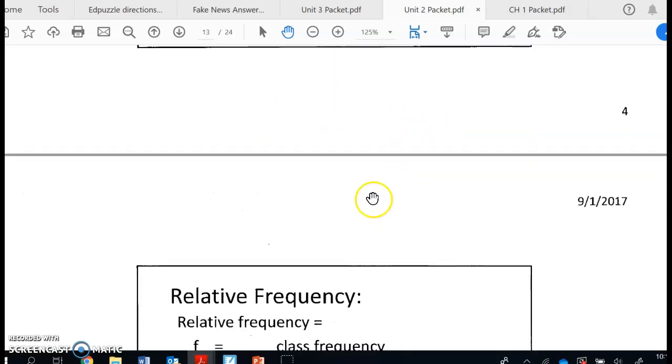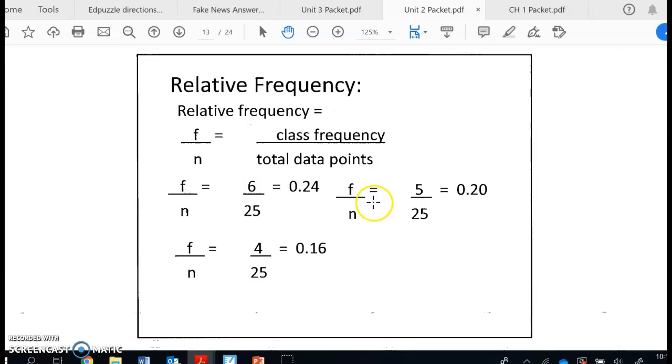Okay? Now we need to talk about relative frequency. So when we say relative frequency, is 5 a lot or is 5 a little? Well, 5's a lot if we're talking about a pizza and there's 8 slices. 5 is a lot.